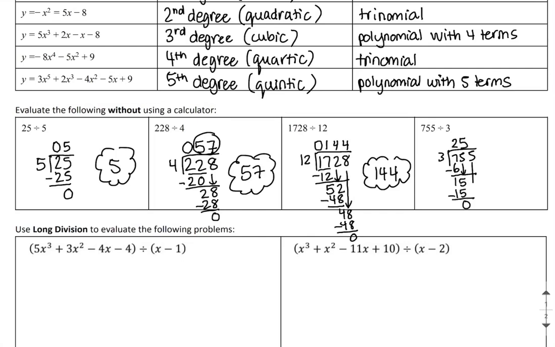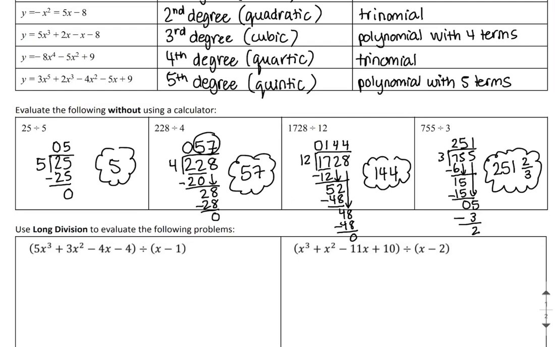And I'm left with a remainder of 0. I bring down the 5. 3 fits into 5 1 time. 3 times 1 is 3. I have a remainder of 2. And I'm going to write this answer as 251 with a remainder of 2. So I'm going to have to divide 2 by 3. I have 251 and 2/3. And that's how you do long division with numbers.